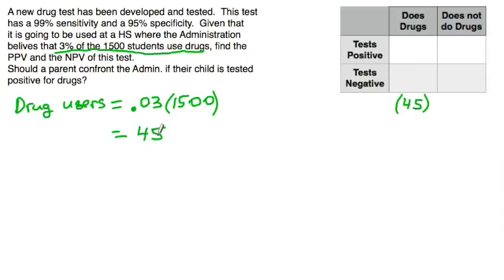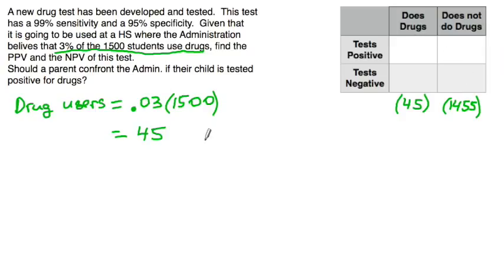Alright, now if 45 of them are using drugs, then the other ones must not be. So 1,500 minus 45, that leaves you with 1,455 over here. Now the prevalence here is very, very low compared to the entire population. So we would expect the PPV and the NPV to catch this. Well, we would hope so. Alright, we need these numbers in here to come up with the PPV, the positive predictive value, and the NPV, the negative predictive value.